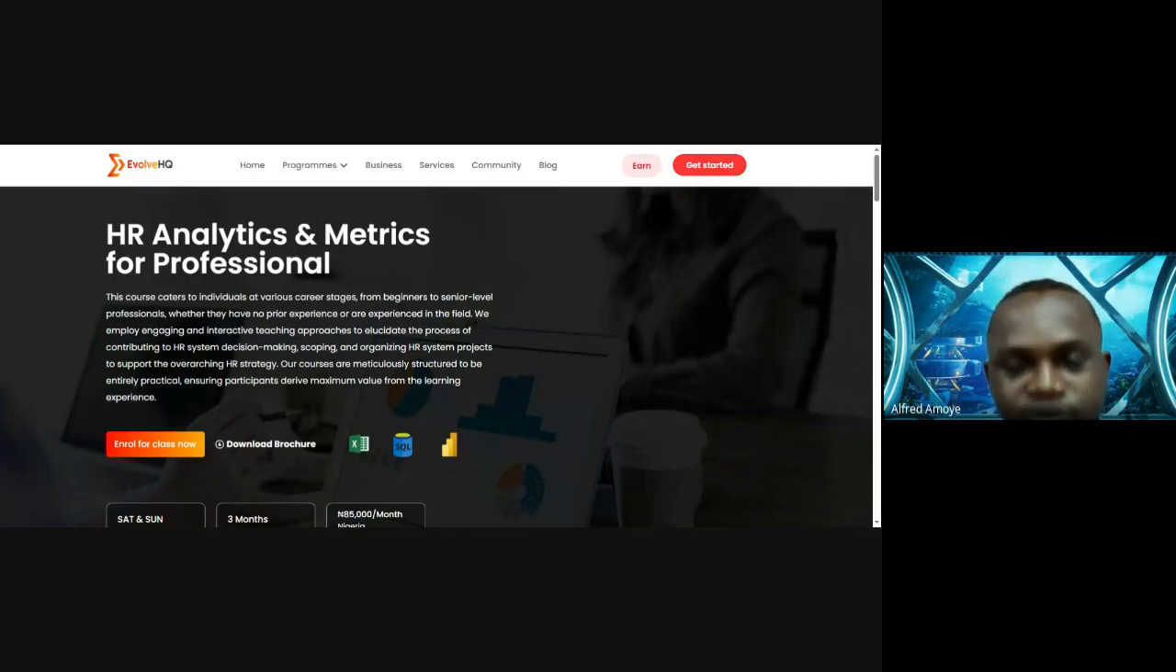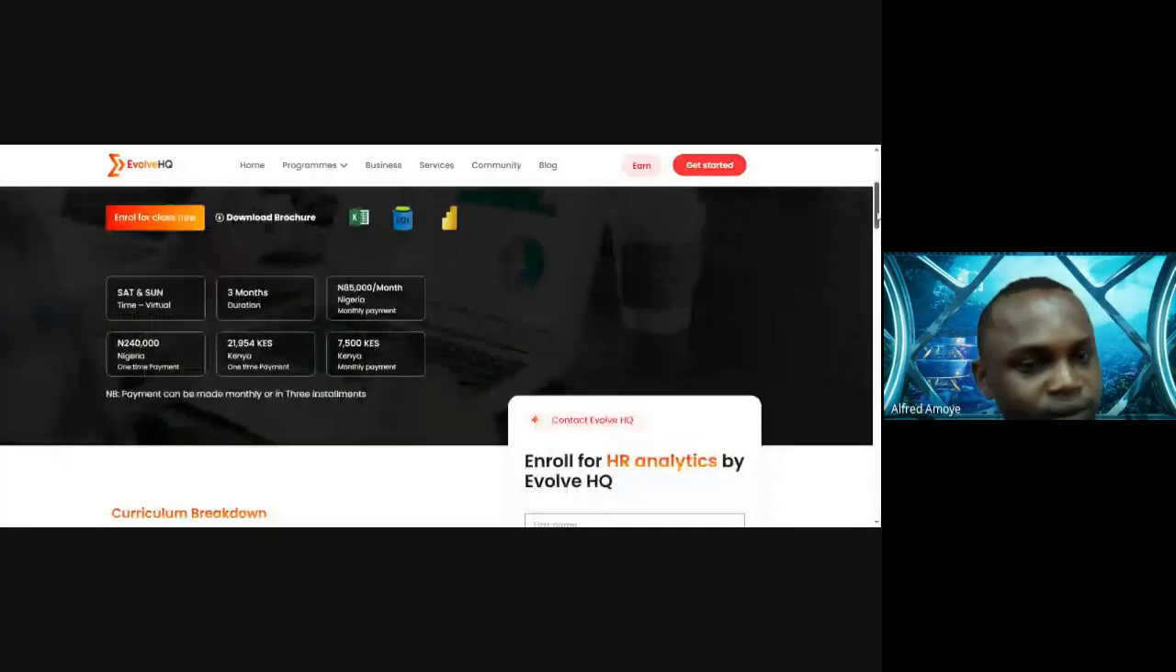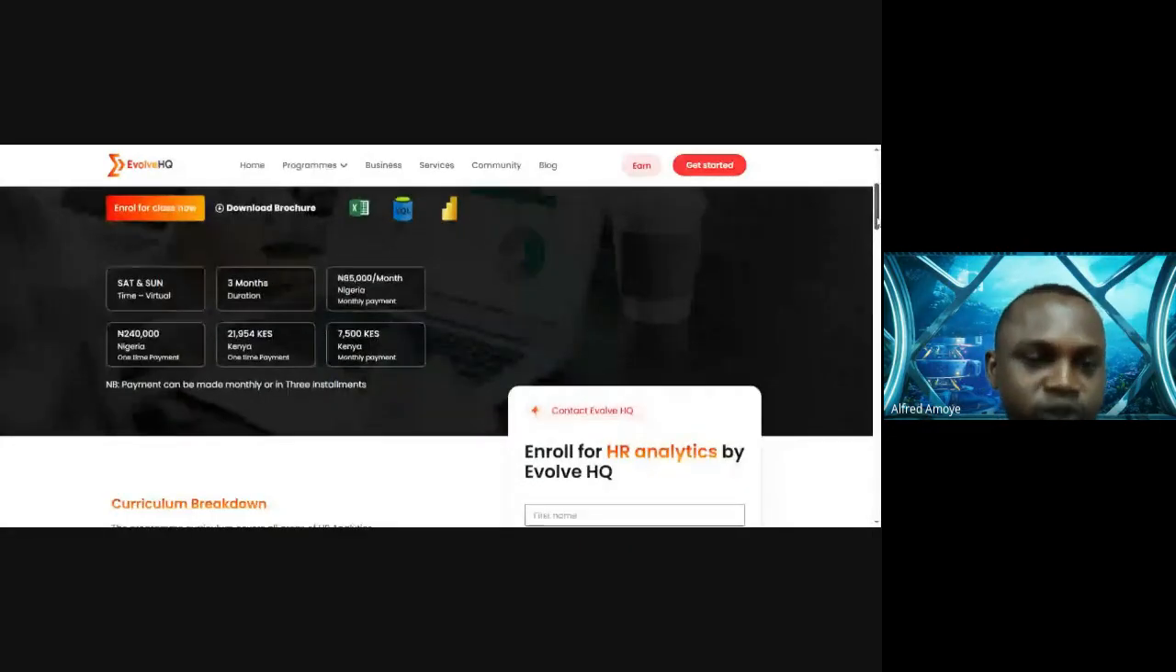So at the end of the training, you'll be able to develop a lot of dashboards. You'll be able to work on a lot of metrics because you'll be getting your hands dirty, meaning that as the trainer is teaching you, you would also be implementing it on the go. Some of the tools you'll be using are Excel, Power BI, SQL, and a couple of other things in the course of the training. It's a 3 months training, strictly on Saturdays and Sundays, strictly online.